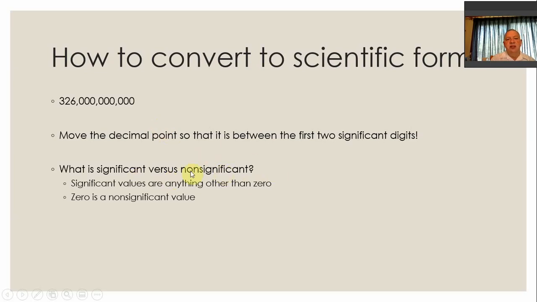So what is significant versus non-significant? Significant values are anything other than 0. 0 is a non-significant value. We can just put that as a power of 10, and we can recover the 0.